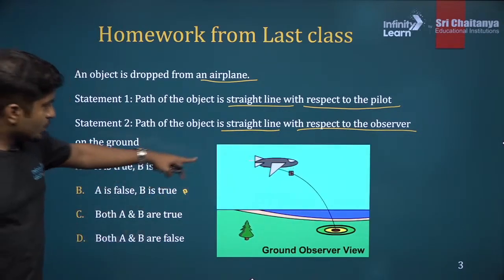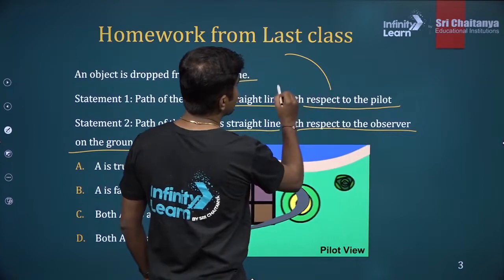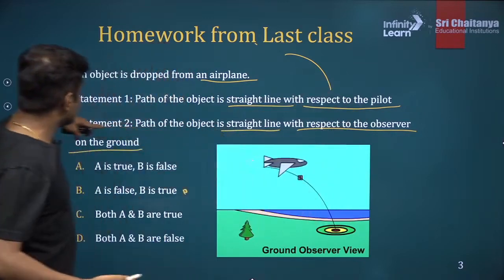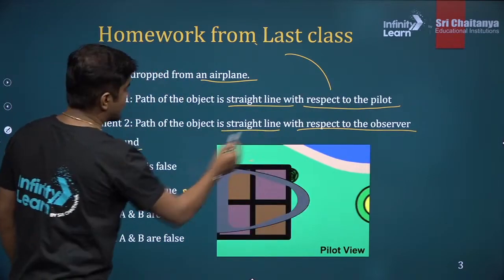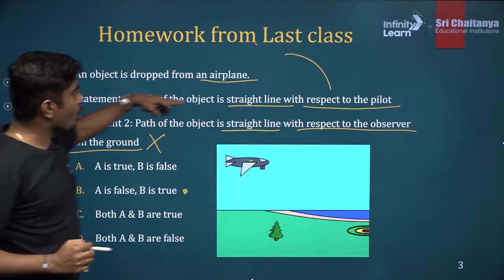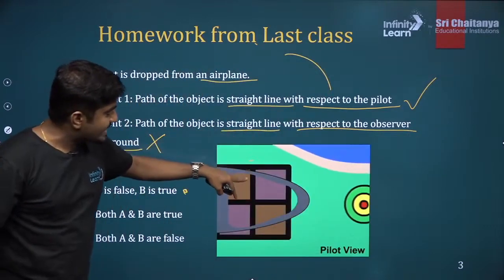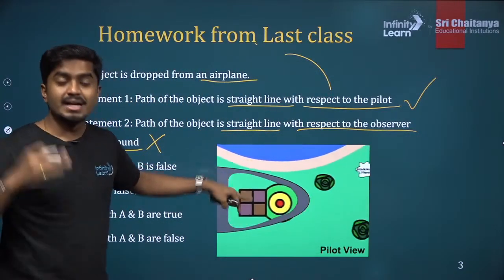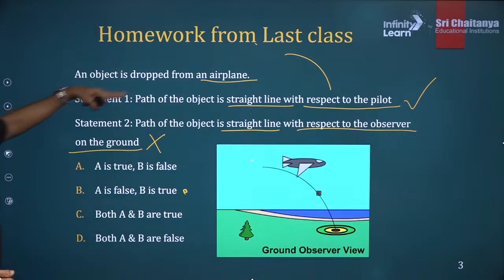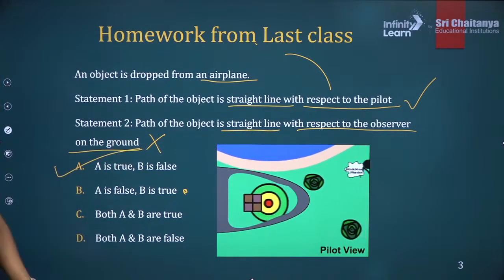All right. You see here, the ground observer will see this path. There is a path seen by the ground observer. This is like a projectile motion, right? So statement 2, path of the object is a straight line with respect to the observer on the ground, is false. Now statement 1, path of the object is a straight line with respect to the pilot, is correct. Look at this animation. When the pilot is looking at this object, it will appear to be moving in a straight line, right? So statement 1 is correct, statement 2 is false. That is, A is true, B is false. Option A is the correct option.